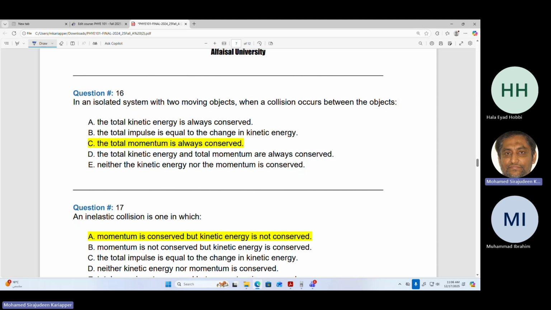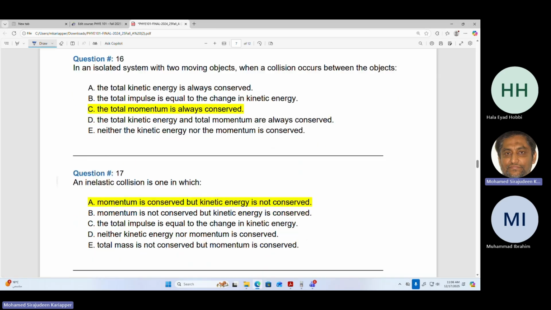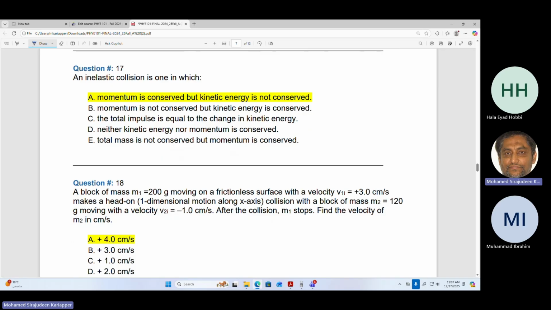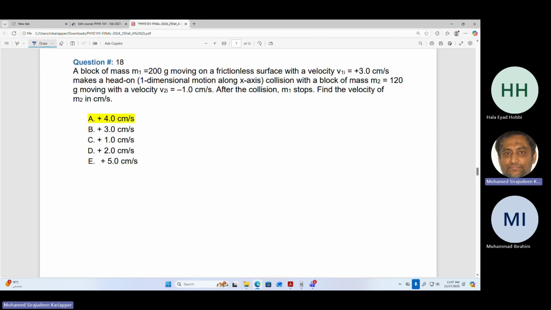Please remember that. The only thing that distinguishes between elastic and inelastic collision is the kinetic energy. Kinetic energy conserved means it is an elastic collision. Otherwise, it is inelastic. So you know the answer to this one as well, so I can ignore that. Go to question number 18.